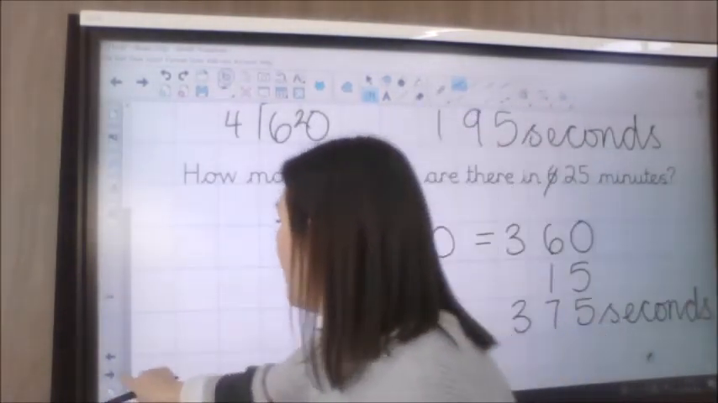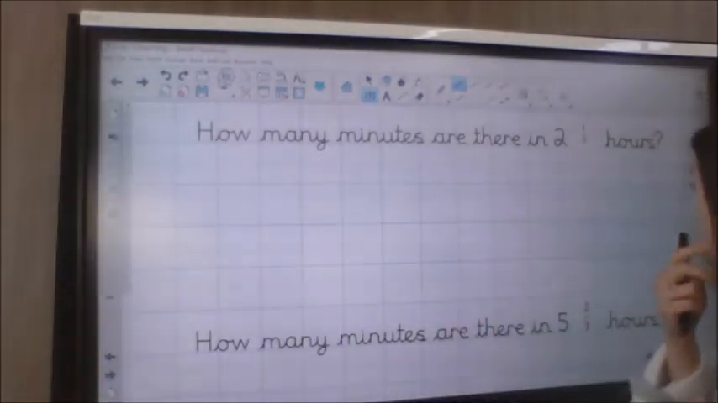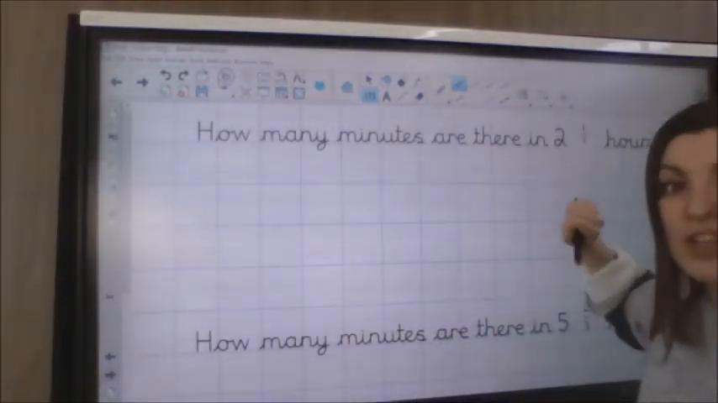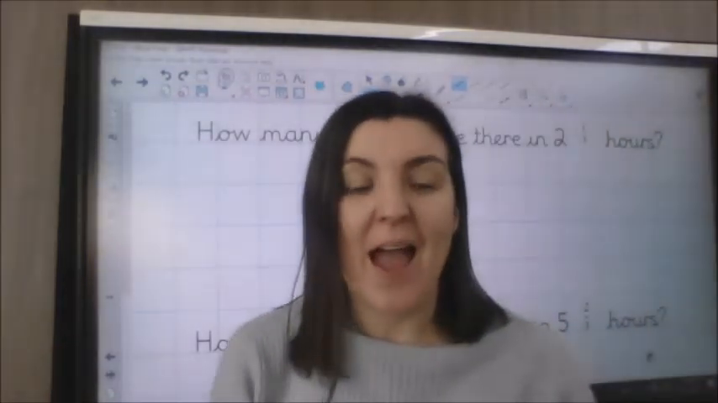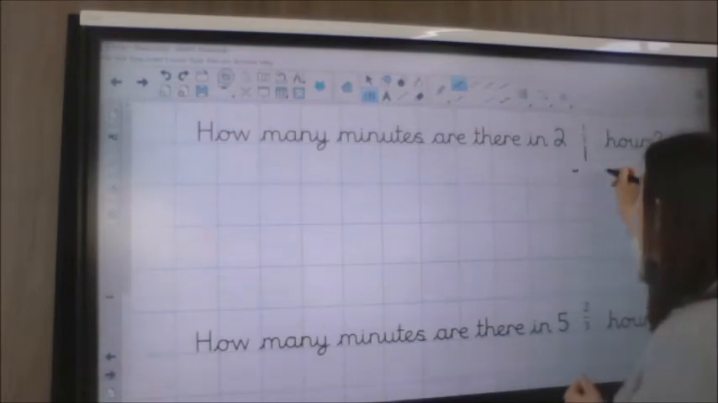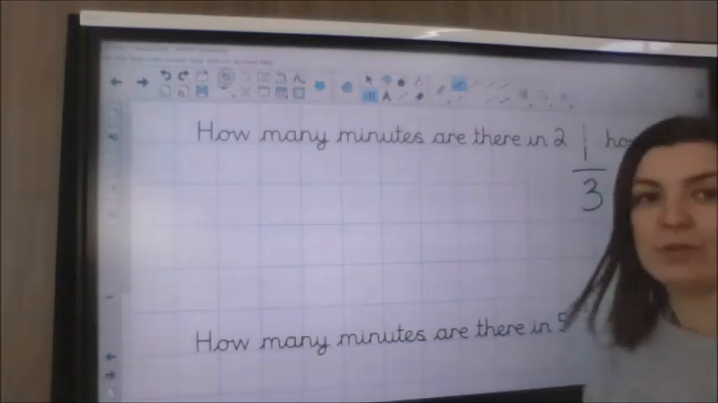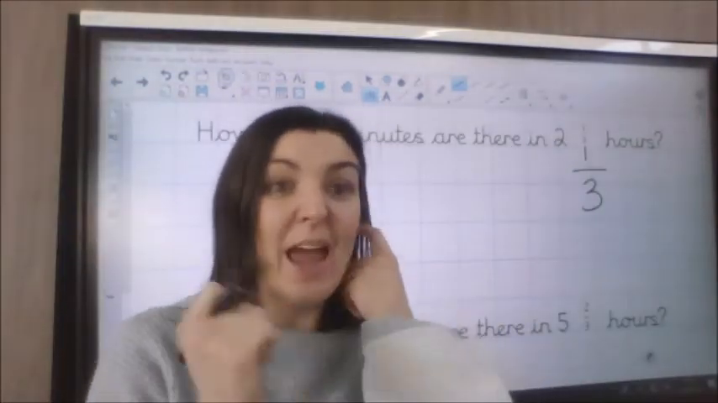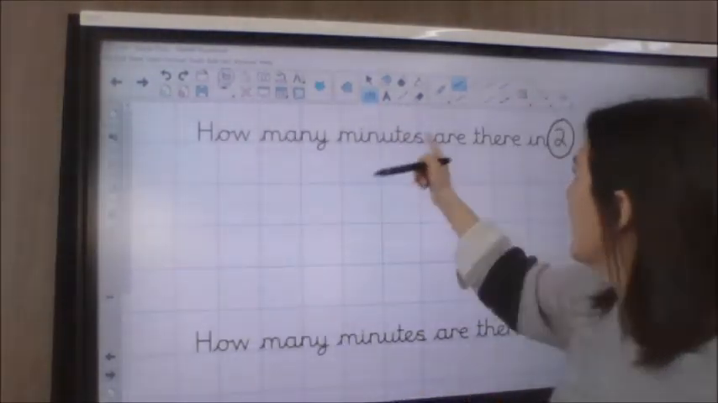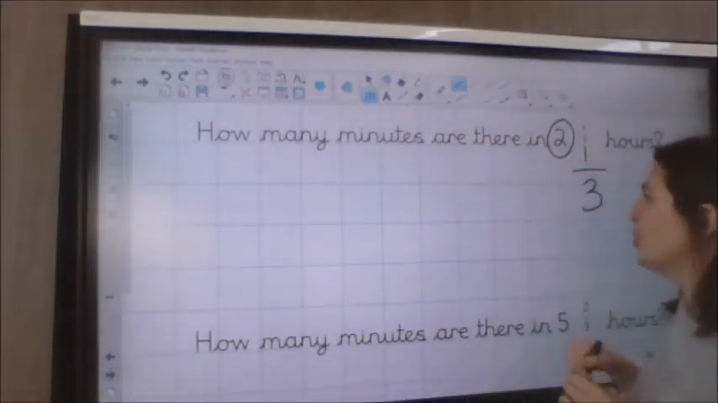So another one that we are going to look at together then. How many minutes are there in 2 1/3 hours? You might not be able to see that very well. So it's 2 1/3 hours we've got to work out. So like we did before, we'll start with the easy bit. We'll work out the 2. So it's how many minutes are there in 2 hours?